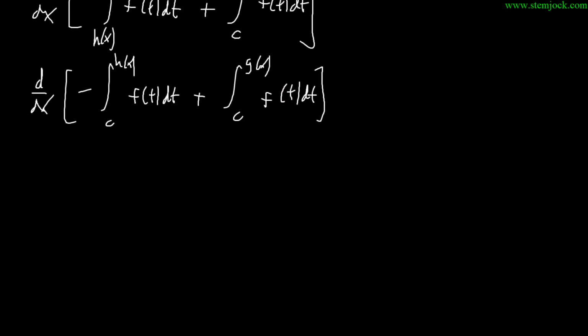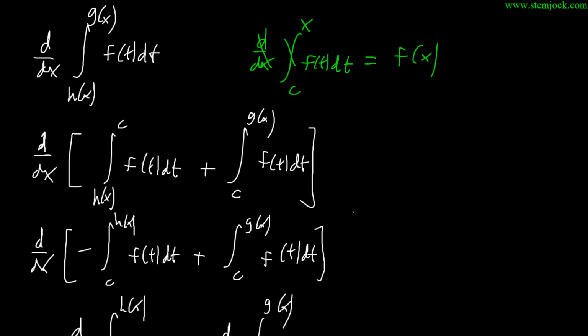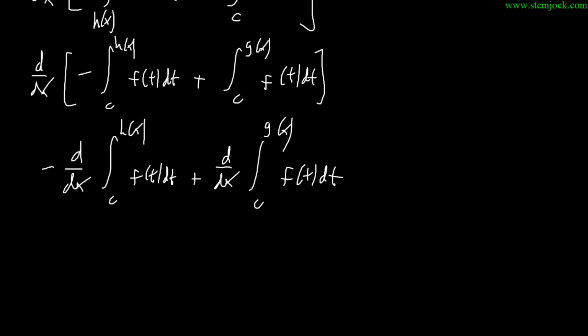Now I'm going to make use of the fact that the derivative is a linear operator, so I'm going to distribute it to both integrals. So negative d dx, integral from c to h of x, f of t dt, plus d dx, integral from c to g of x, f of t dt. If you look at the fundamental theorem of calculus, the variable on top is just x, whereas here the upper limits are functions of x.